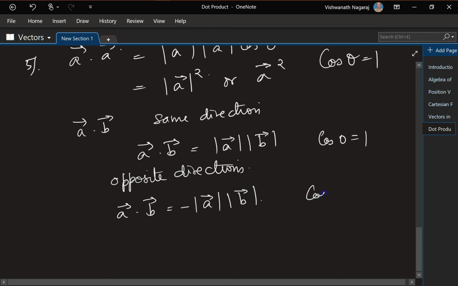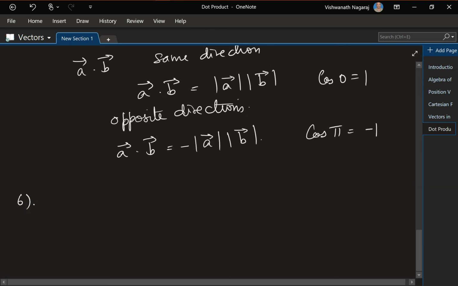Why? Because cos pi is equal to -1. Okay, so now that we know this, let's look at the unit vectors.